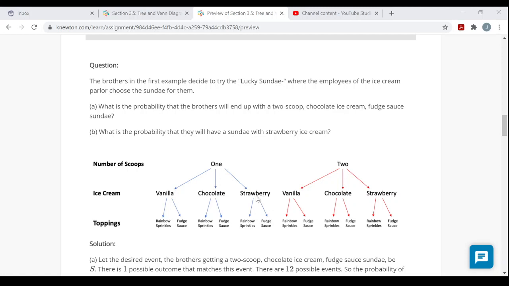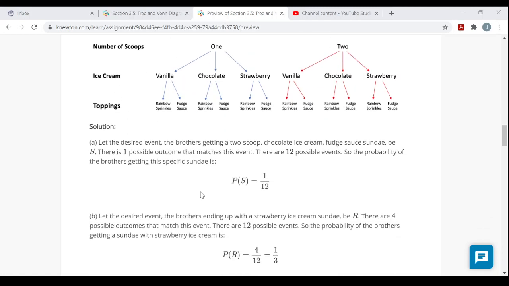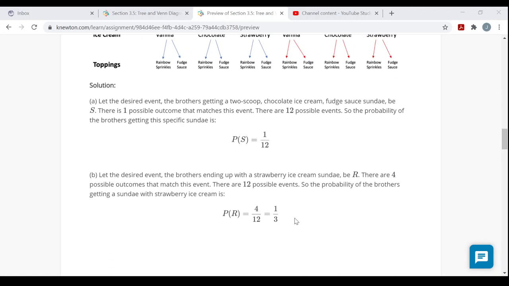2 paths with strawberry over here. And there are also 2 paths with strawberry over here. So there are 4 outcomes out of the 12. There are 4 paths down this tree out of the 12 where I'm having strawberry ice cream. So 4 out of the 12, that's 1/3. All right, see, 4 out of the 12, 1/3.